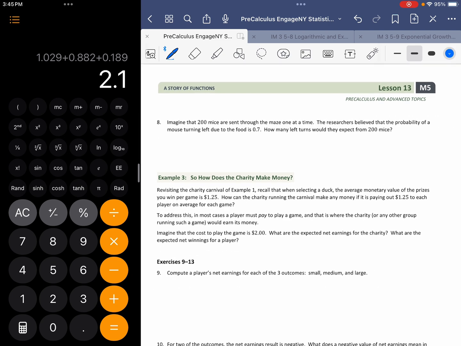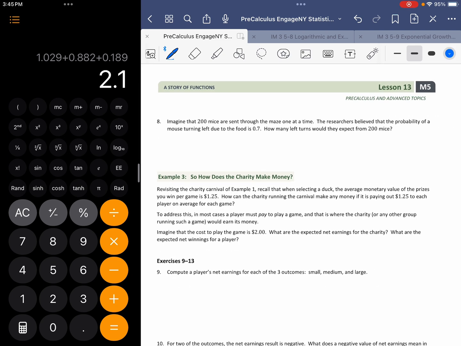And go ahead and work this one out on your own. Imagine that 200 mice are sent through the maze, one at a time. And the researchers believe that the probability of a mouse turning left due to the food is 0.7 or 70%. How many left turns would they expect from 200 mice?